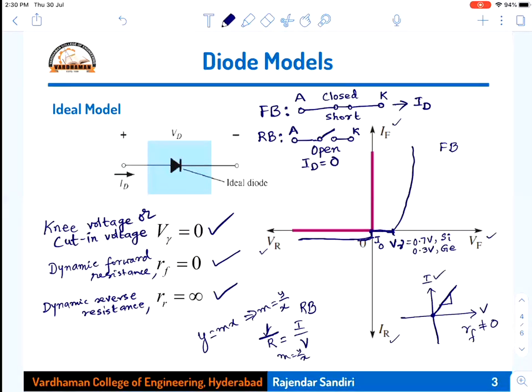So the slope is existing. That means your RF is not equal to 0. So suppose RF is equal to 0, then you should draw a line which is just on the y-axis, going vertically. That's why the pink color line here shows that RF is equal to 0. RF is equal to 0, therefore it is taking a vertical direction.